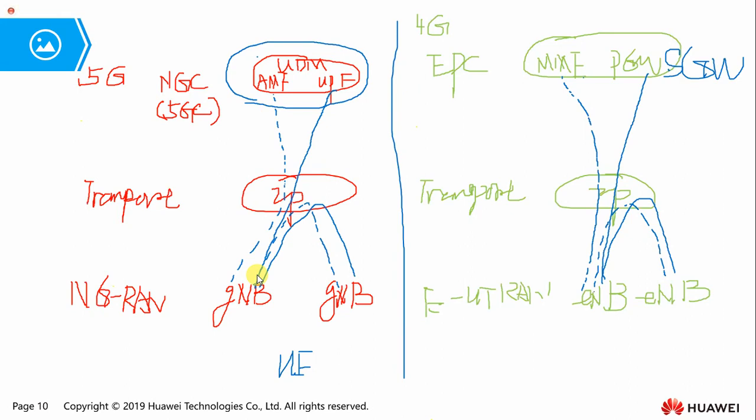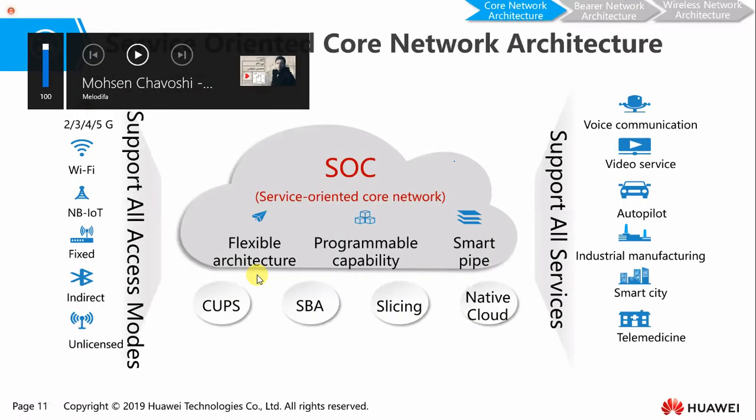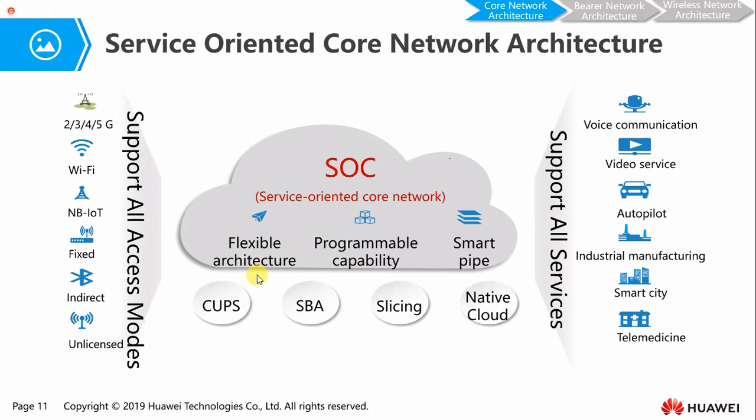For the 5G core network, the core network functions are also very programmable and flexible. Next I will introduce this. You can select the functions that you need to match the service. This is a service-oriented core network architecture.